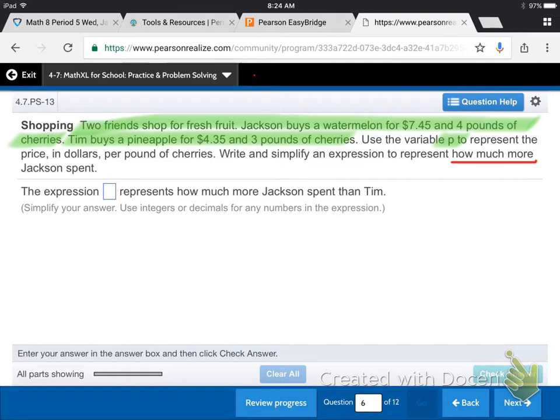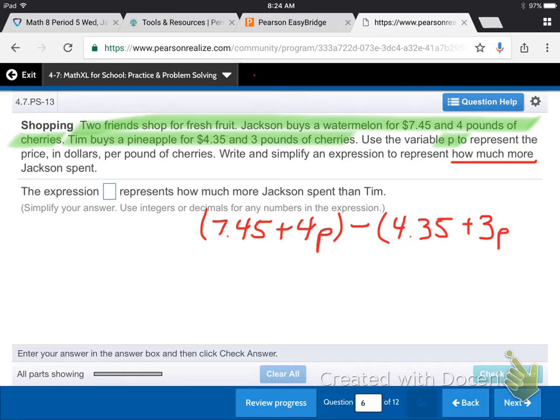So Jackson buys a watermelon for $7.45, and then he buys plus 4 pounds of cherries. That's the cost of cherries per pound. That's going to be that quantity for Jackson. And then we're going to subtract Tim's quantity, which is $4.35 plus 3 pounds of cherries. Boom, just like that. Okay, so there's our expression. Now we're going to simplify it.